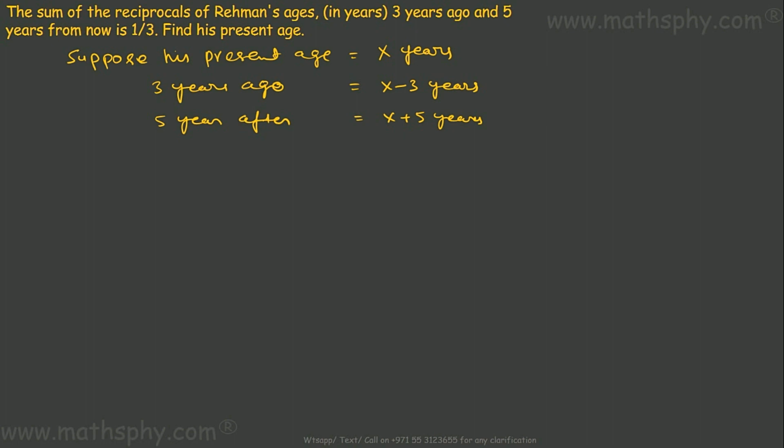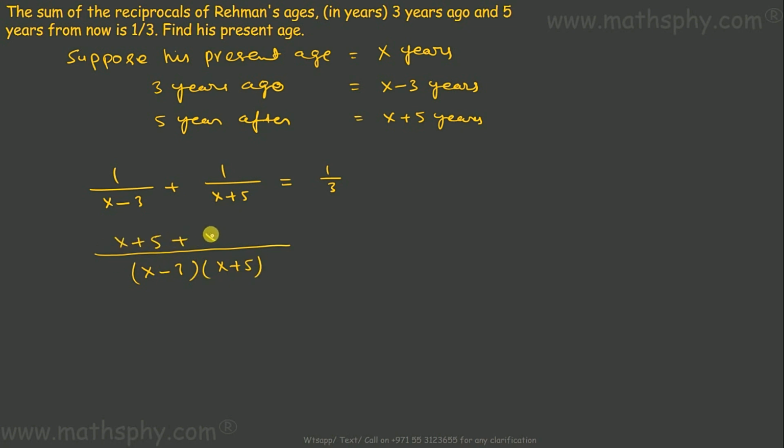Then it says the sum of the reciprocals of Rahman's age is 1 over 3, meaning 1 over x minus 3, which is the reciprocal of x minus 3, plus 1 over x plus 5, which is the reciprocal of x plus 5, is equal to 1 over 3. Okay, now I have this equation. Let's solve this. This will be x minus 3, x plus 5.